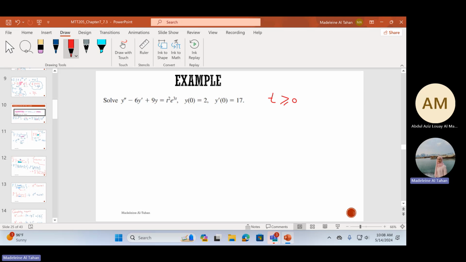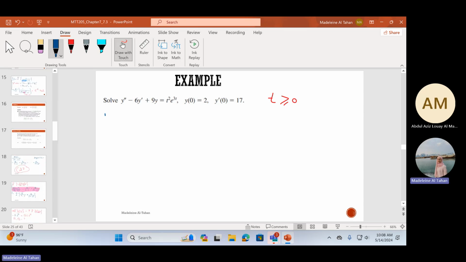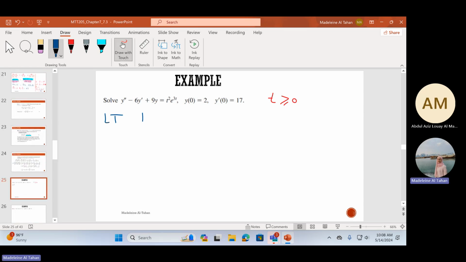Yes. The first step, which step did we reach? So step number one, Laplace transform both sides, right? What should we write? Laplace y, we will write capital Y. Do we need Laplace y prime and y double prime? Do we need them now?